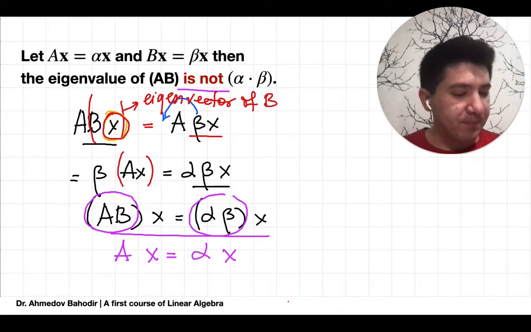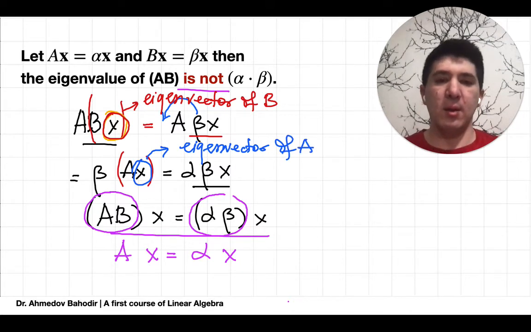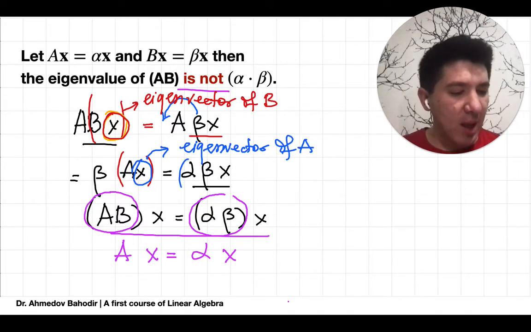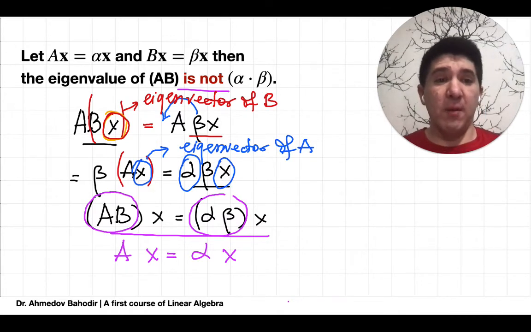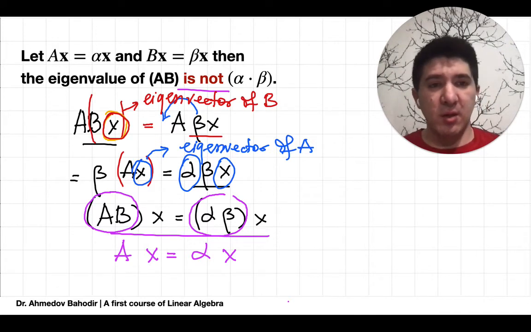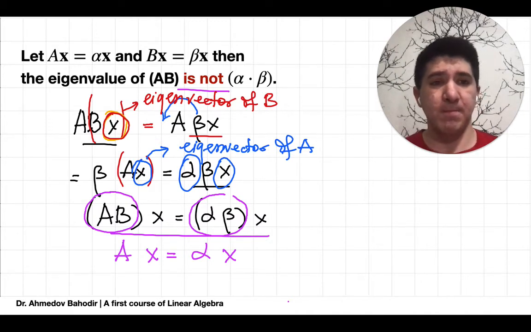And a little bit further in the next line, we assumed that x is an eigenvector of A. So that's why we could substitute this with alpha times x. So in general, the two matrices are not going to share all of the eigenvectors, right? So that's why in general, the statement is false. The eigenvalues of A times B are not going to be simply the multiplication of the eigenvalues of A and B.